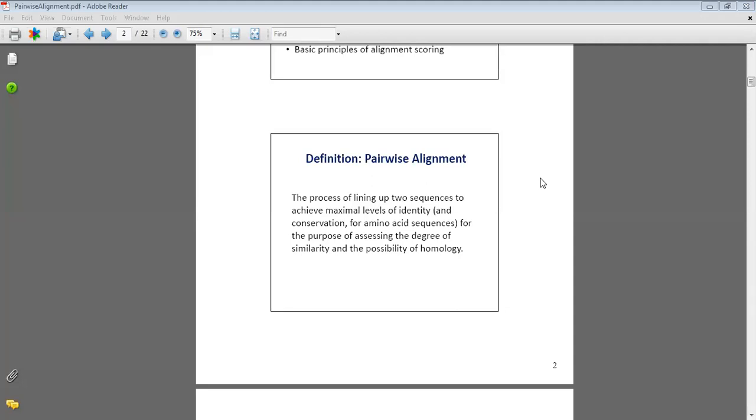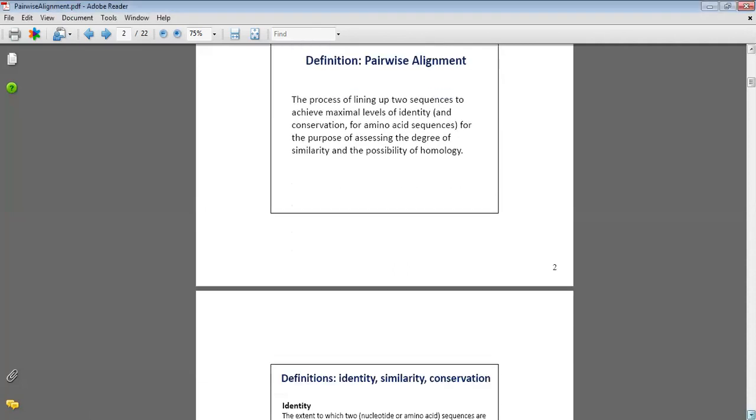Today we will discuss pairwise alignment. The process of lining up two sequences to achieve a maximal level of identity and conservation of amino acid sequence, for the purpose of assessing the degree of similarity and the possibility of homology, is called pairwise alignment.